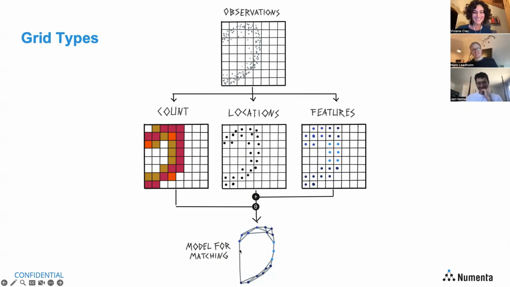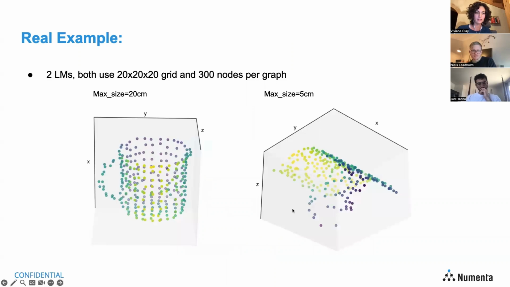Anyways, that's basically it. We take the k voxels with the most observations in them, and then store their average locations and features in the graph that we then use for matching. And that's a real life example of the 2LM hierarchy, where we have the larger, lower resolution model at the top, and then the smaller, higher resolution model at the bottom. Those are the models that they have learned. Yeah, cool.